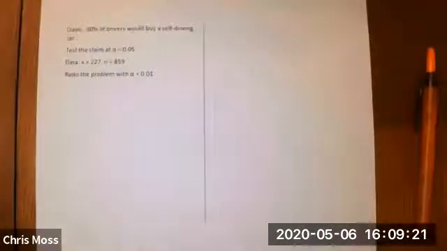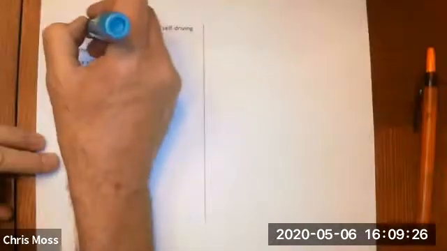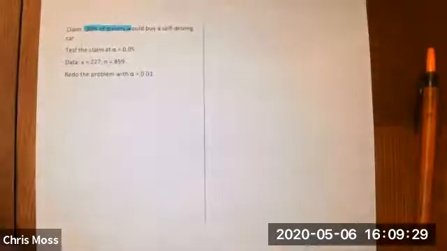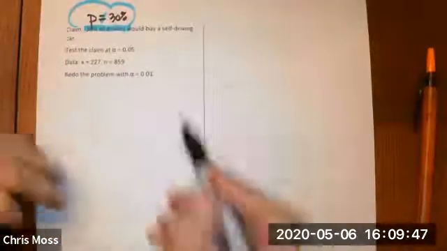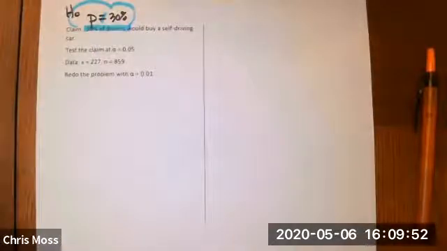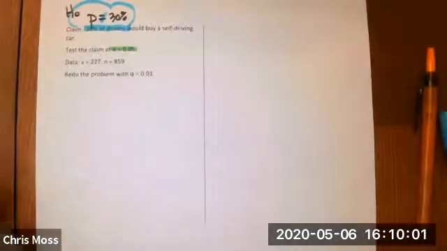All right, for this particular one, we're going to test the claim that 30% of drivers would buy a self-driving car. When I translate that statement, p equals 30%. And I note that that particular claim contains equality. So my initial claim comes to me as the null hypothesis. We have a level of significance, alpha equals 0.05. And we have data.